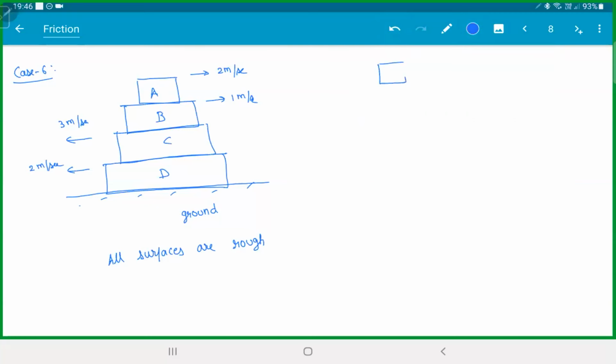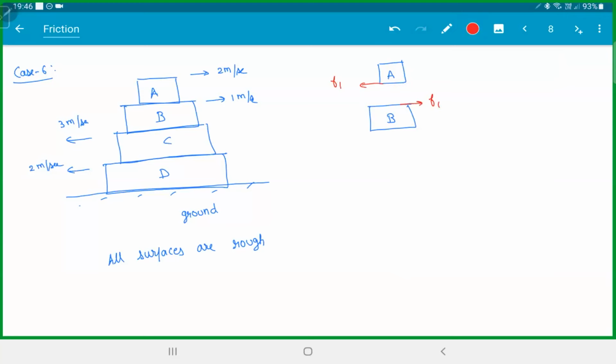Now look at A and B. When you're comparing A and B, who is going faster? A is going faster. So this friction will be backward and this friction will be forward. That's it. The friction will care only about the surfaces in contact. It doesn't care about the blocks.